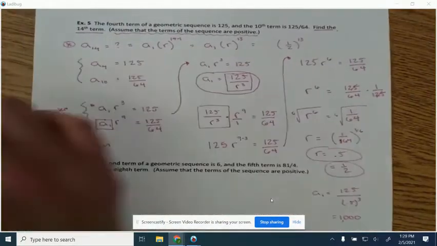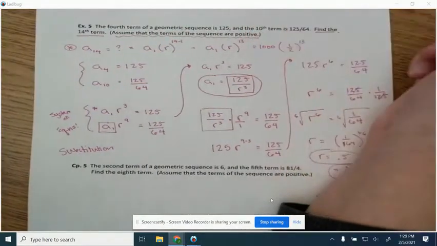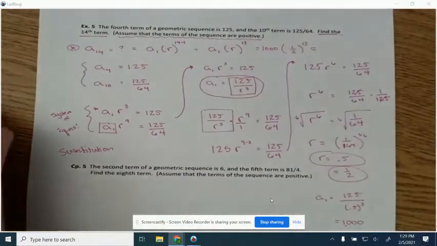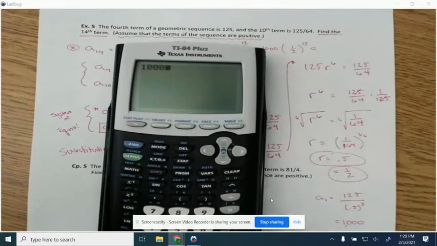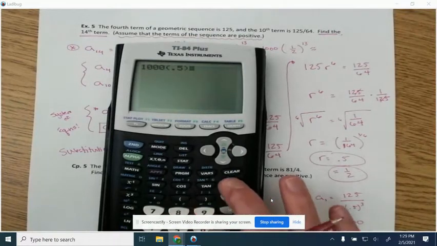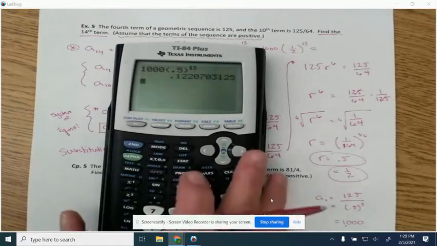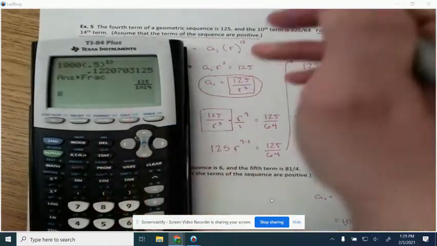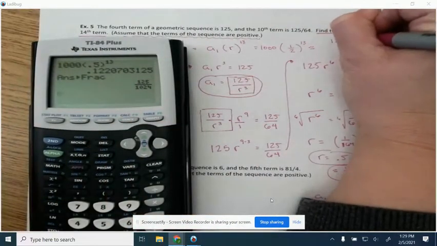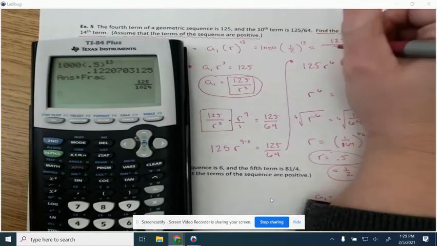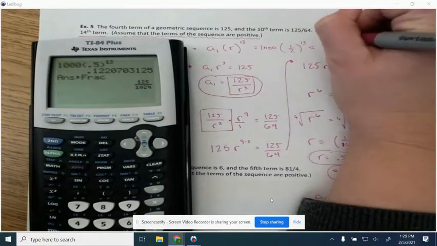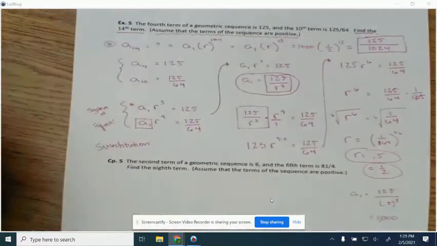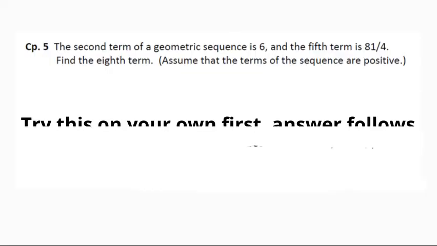Okay. And so my 14th term is going to equal 1,000 times 1/2 to the 13th power. So I'm going to take 1,000 times 1/2 or 0.5 raised to the 13th power. Wow, that's a crazy number, crazy fraction. We'll go ahead and do the fraction since that's how our problem started. 125 over 1024. So this right here is our 14th term. Okay. And so now for checkpoint 5.